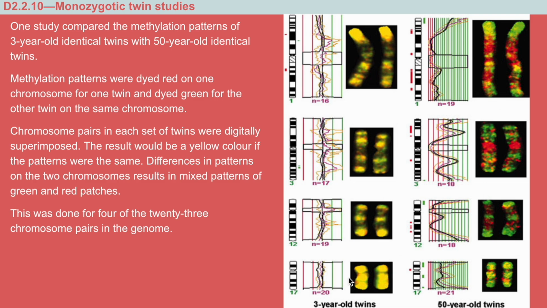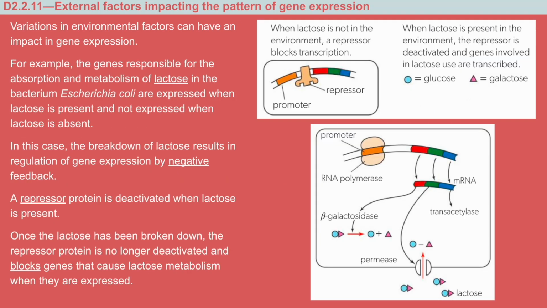And so we can see that over these 47 years, now these are different sets of twins, but this is going to be consistent with older twins having more differences because they have different environmental factors that have been acting upon their lives. They're eating different foods, they're exposed to different environmental toxins, all of the things that we go through every day in our lives. Variations in environmental factors can have an impact on gene expression.